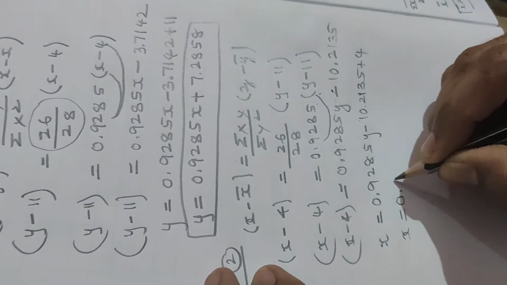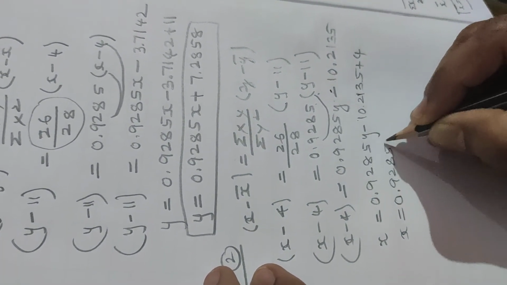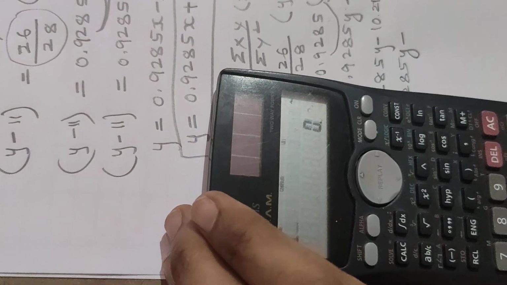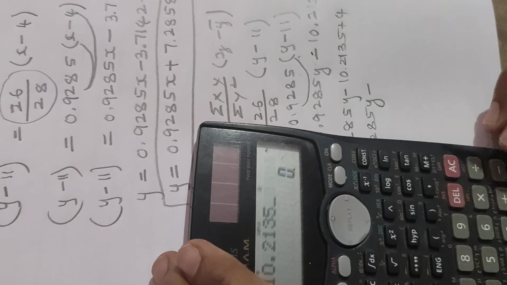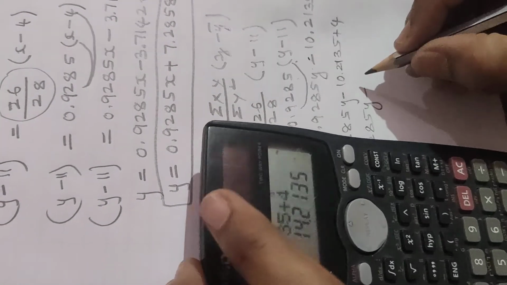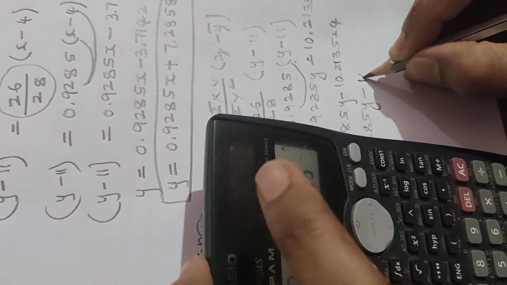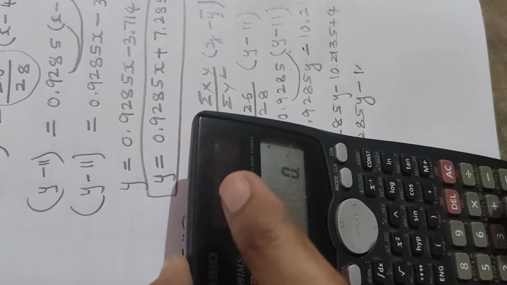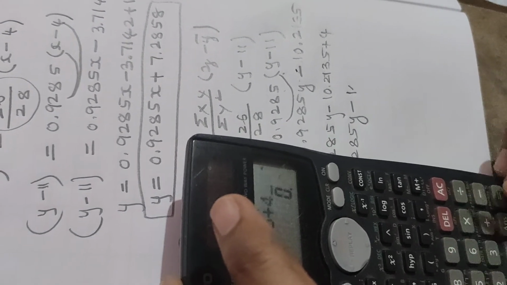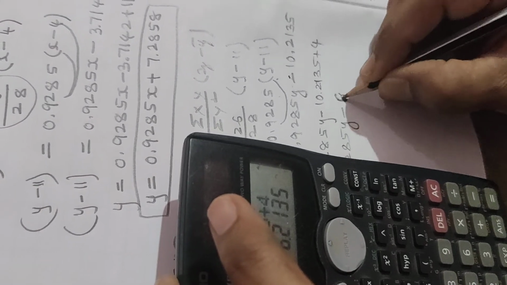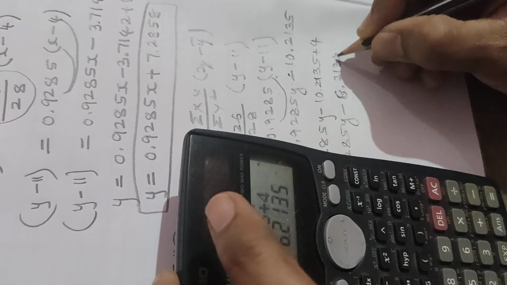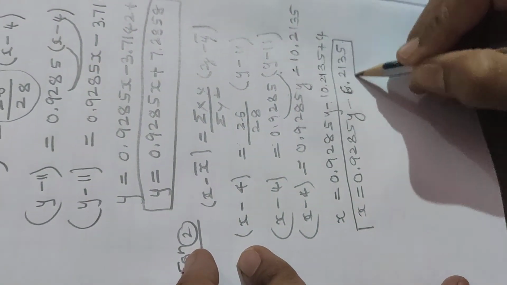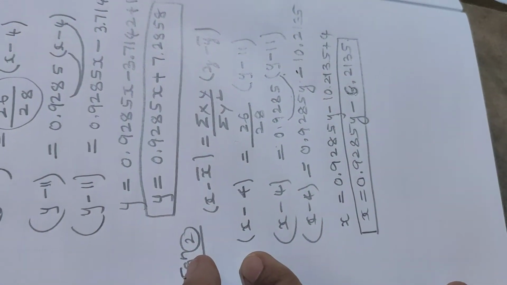So that will give x is equal to 0.9285y minus 10.2135 plus 4. So that will give you 6.2135. So this is one more line of regression, in terms of x.